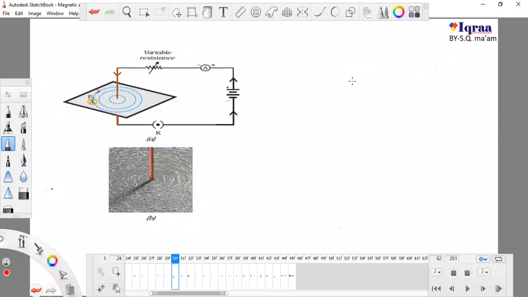We studied how, by using the thumb rule, we can find the direction of the magnetic field. Here we put a compass and we can see it. Now we studied three or four or five cases.